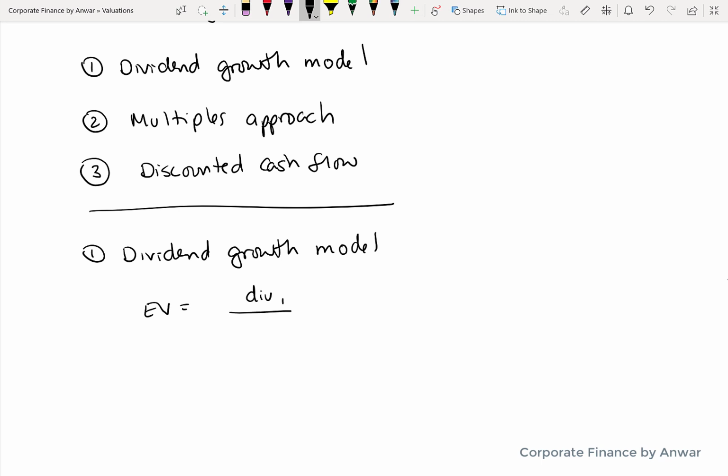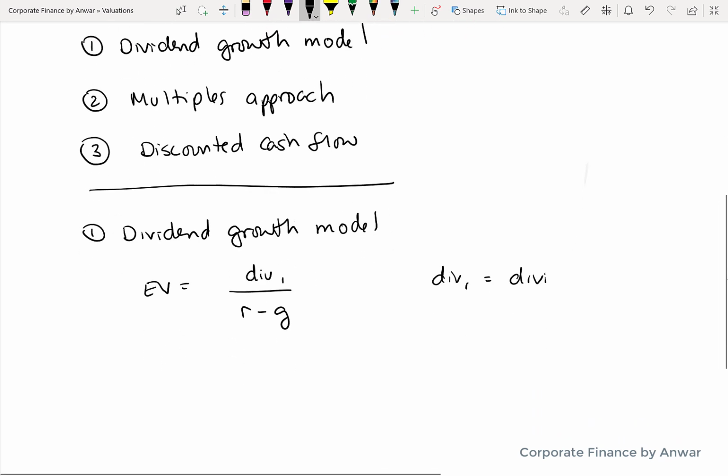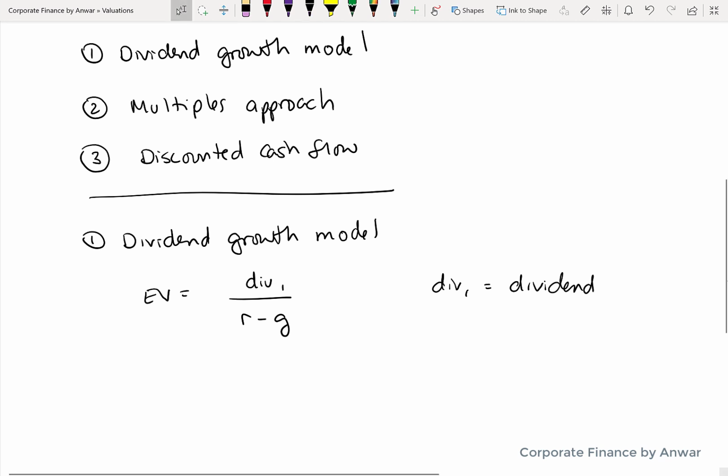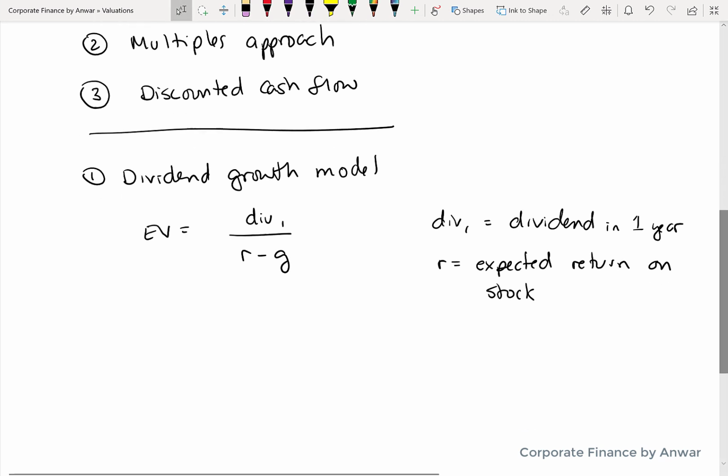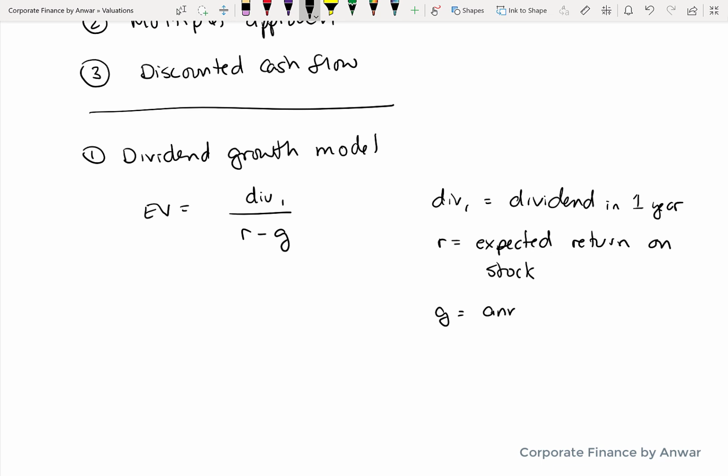In this case, the formula is for the share price, not the enterprise value. It's going to be the dividend in 1 year from today. So dividend 1 is what the dividend per share would be for the company one year from today, divided by R minus G. R is essentially the expected rate of return that an investor wants to get on the stock. That rate is going to vary depending on the risk of the stock. The riskier the stock, obviously you want a higher return. And G is the annual growth rate that's expected from this company. You expect it to grow at a certain rate. In this case, it assumes it's the same growth rate every year forever. So it may not be realistic, but it's a nice simple assumption.